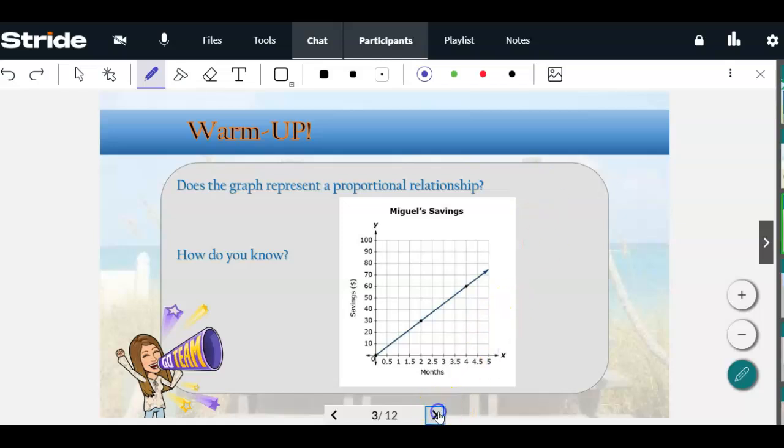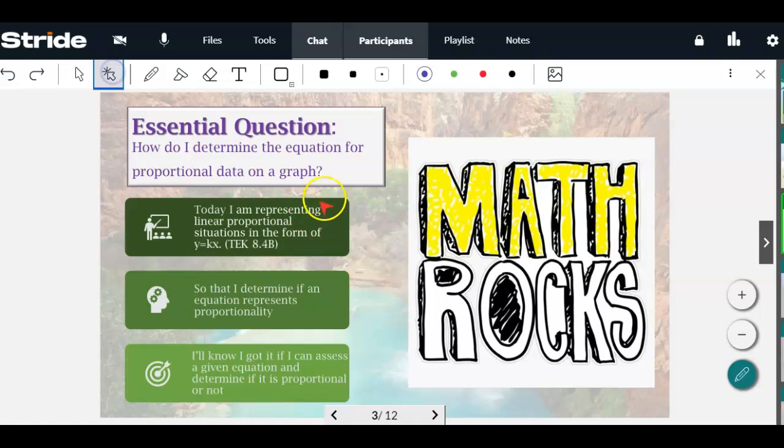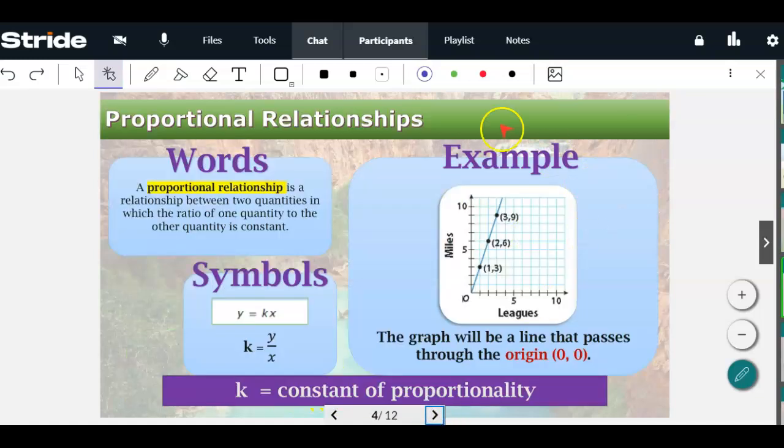All right, next. So here's what we're doing today. Essential question: how do I determine the equation for proportional data on a graph? Today I'm representing linear proportional situations in the form of y equals kx so that I can determine if an equation represents proportionality. I'll know I got it if I can assess a given equation and determine if it's proportional or not.